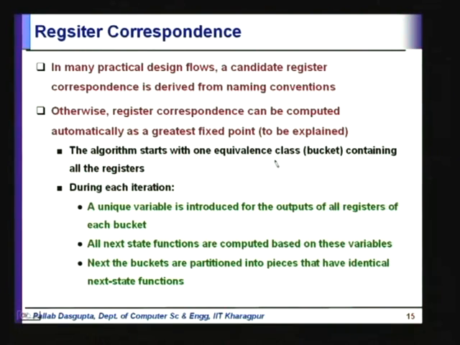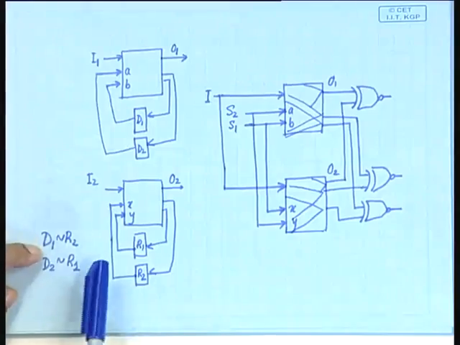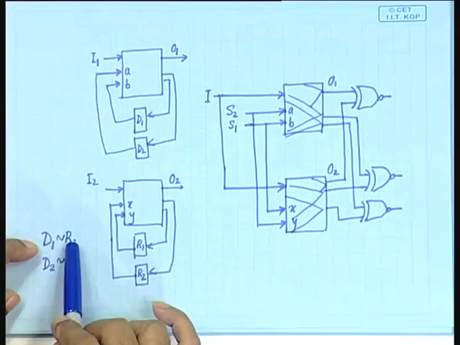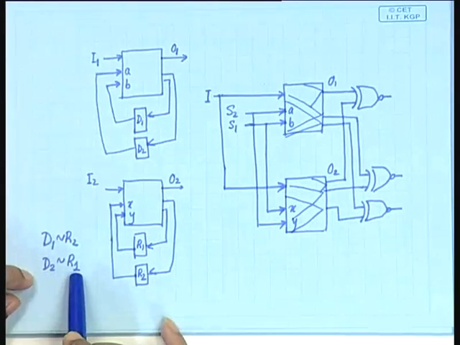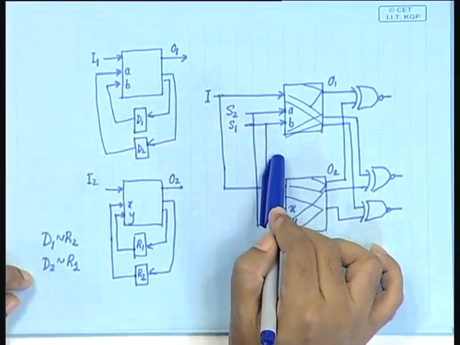So, we put all the registers in one bucket, and during each iteration a unique variable is introduced for the outputs of all registers of each bucket, okay. So, what am I saying? I am saying that take a set of registers, if they are in the same bucket, then the outputs of all those registers are tied up, okay. Just like we did here, we knew that D1 is equivalent to R2 and D2 is equivalent to R1, so we tied them up, okay.